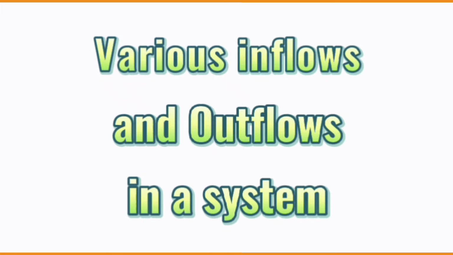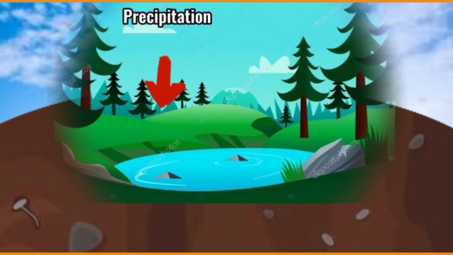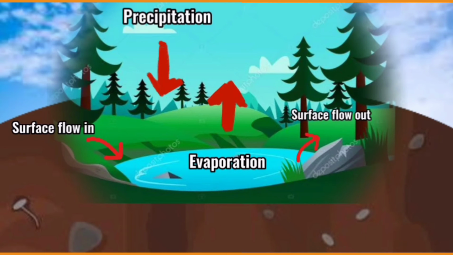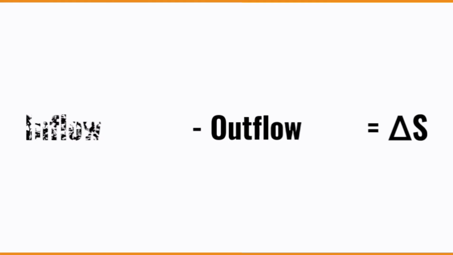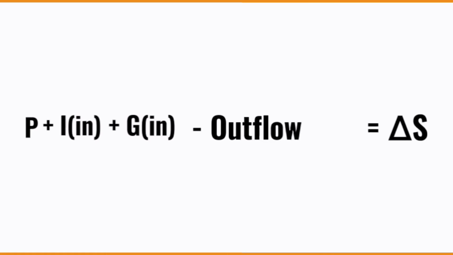Let us identify the various inflows and outflows in a given system. In a system, there is precipitation, evaporation, surface flow in, surface flow out, groundwater in, and groundwater out. Applying them to our formula, the inflows are precipitation, surface flow in, and groundwater in. The outflows are evaporation, surface flow out, and groundwater out.